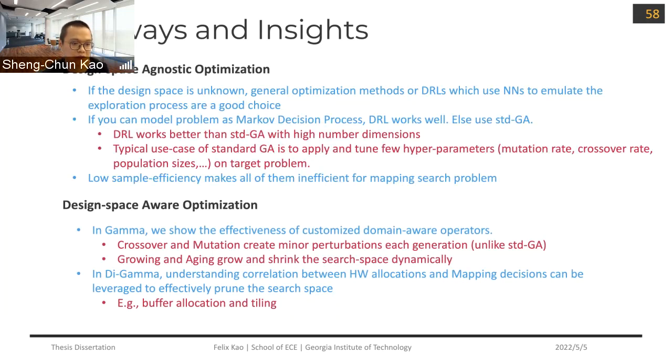We show the effectiveness of customized domain-aware operators, like crossover and mutation, where we can apply minor perturbation. We show that minor perturbation of each generation may help the convergence. Growing and aging can grow and shrink the search space dynamically. In DiGamma, we show that understanding the correlation between hardware and mapping can help effectively prune the search space. For example, there is a correlation between buffer allocation and the tile size you need.